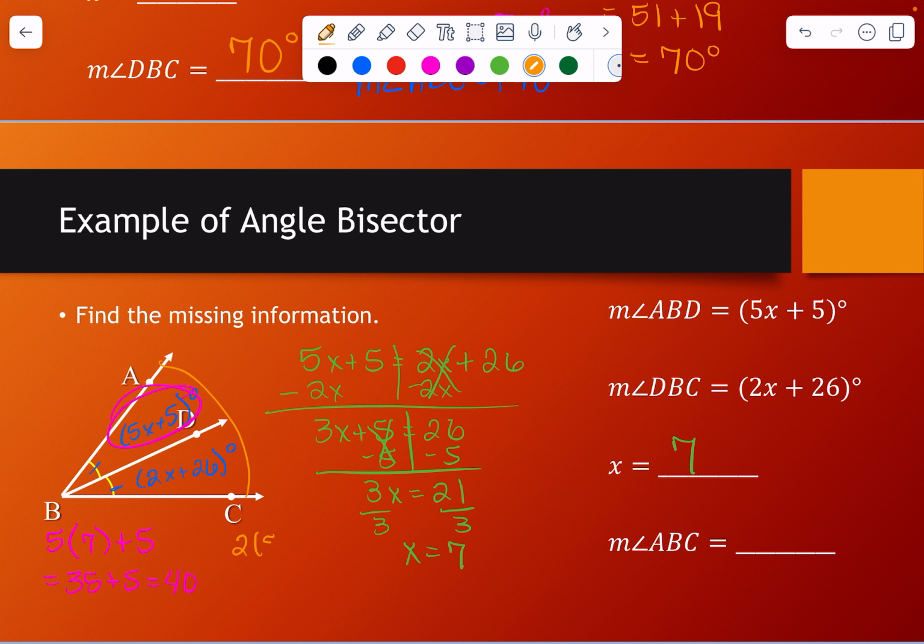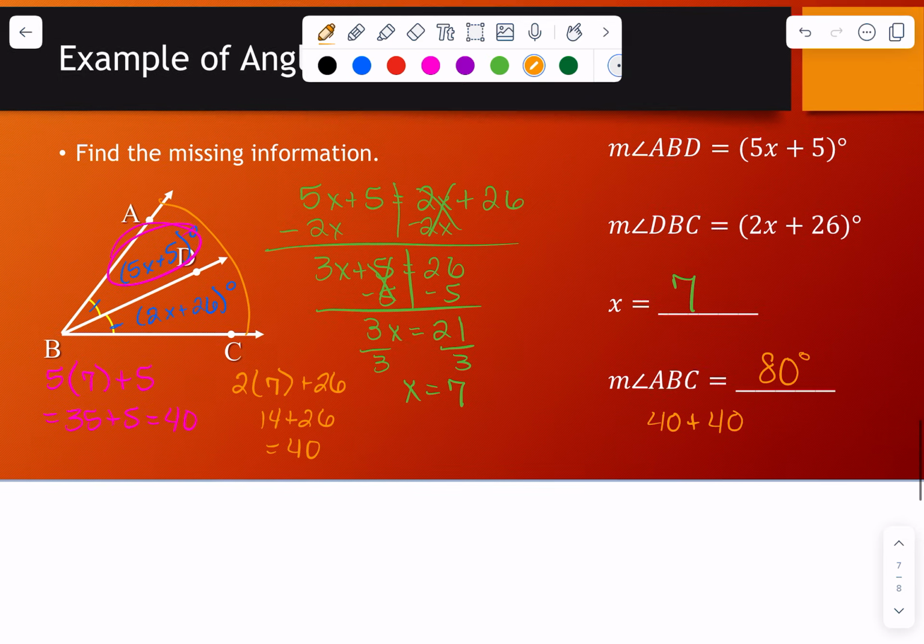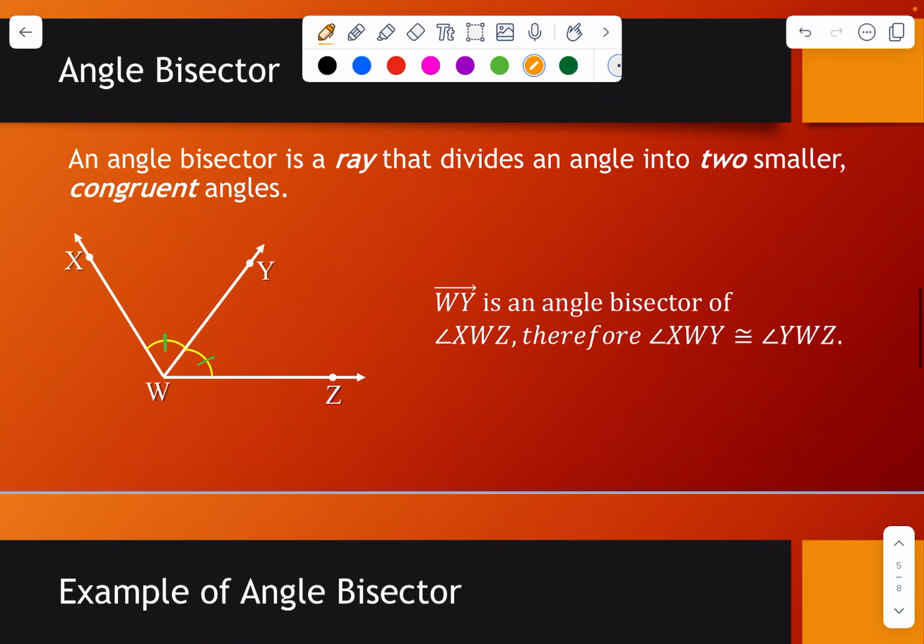So I'm going to go 2 times 5. I'm sorry, not 5. Where did I get 5? Sorry about that. 2 times 7 plus 26. So 2 times 7 is 14 plus 26. And again, you'll notice we get 40. So each of those came out to be the same measurement, which they should. So now I know each of them is 40, 40 plus 40. And that will get me ABC, which is 80 degrees. Okay. And that's how we use angle bisector and angle addition postulate.